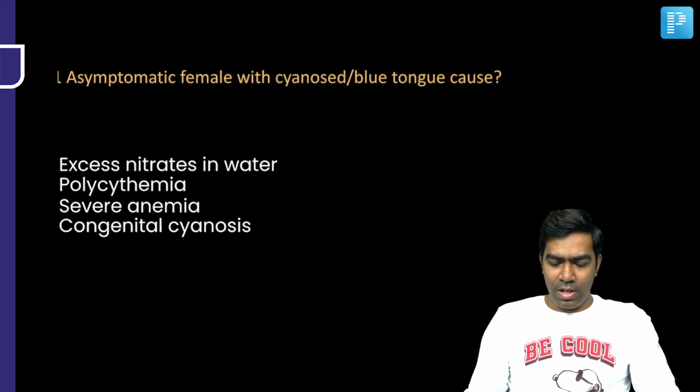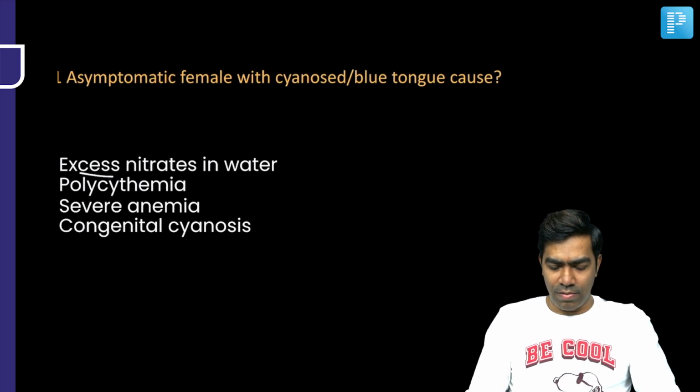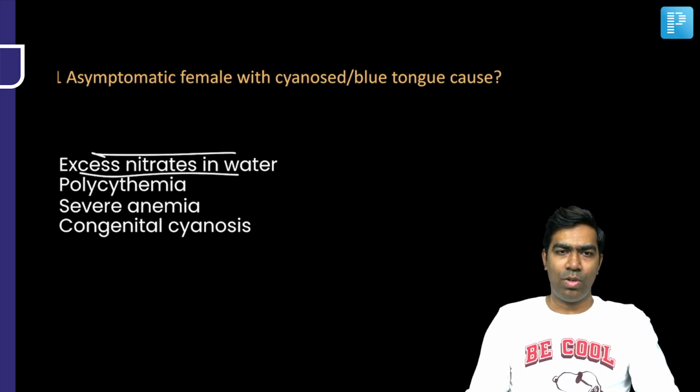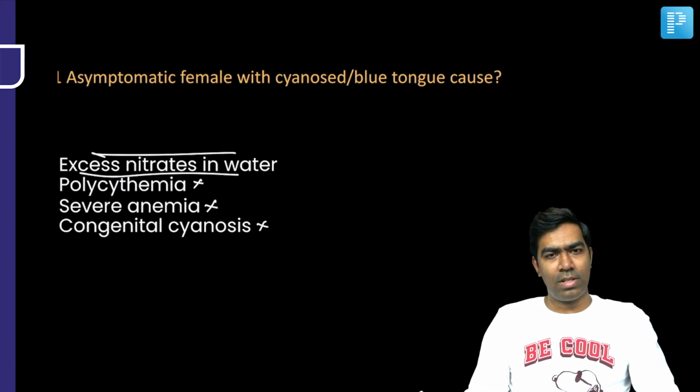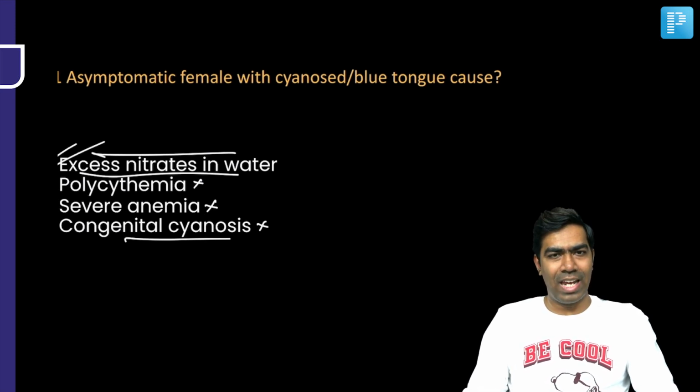And coming to question 11, asymptomatic female with cyanosed blue tongue, what is the cause? So the right answer is excessive nitrates in water that is causing methemoglobinemia. So polycythemia, yes, it can cause cyanosis, in fact frequent cyanosis, but the patient will definitely be symptomatic. In severe anemia, patient will be symptomatic as well. In congenital cyanosis, patient will be symptomatic as well. We're talking about cyanotic congenital heart disease here. So the right answer for this question is option A, excessive nitrates in well water causing methemoglobinemia, that is causing an asymptomatic cyanosis.